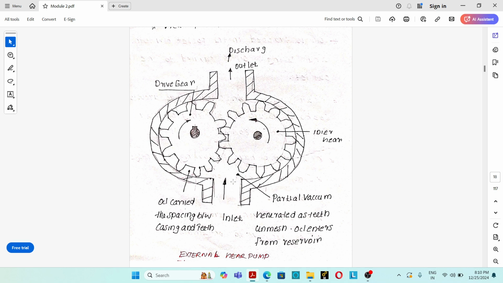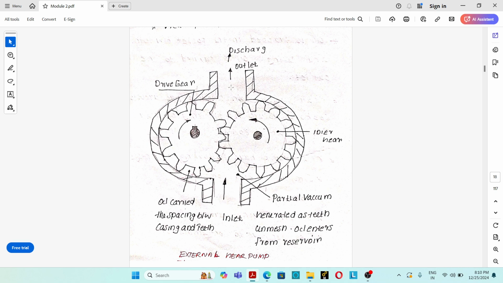Hydraulic oil is trapped between two adjacent gear teeth and the casing in both gears. So the hydraulic oil coming to this inlet port area is trapped between the gear teeth and the casing and carried to the outlet or discharge port, on both sides of the pump. Here also the hydraulic oil will be carried to here. This side also hydraulic oil will be carried to here.